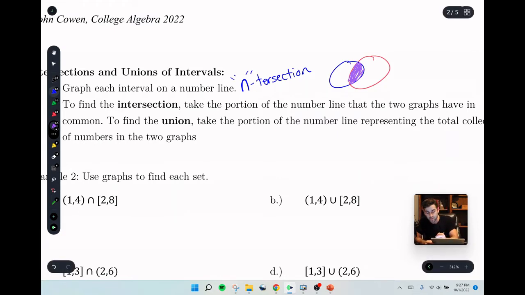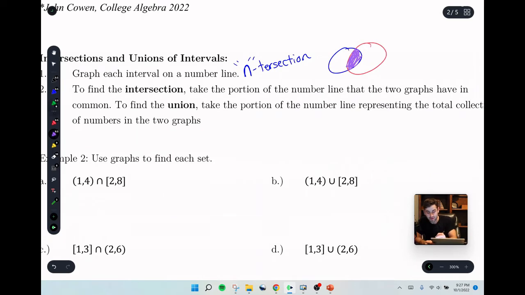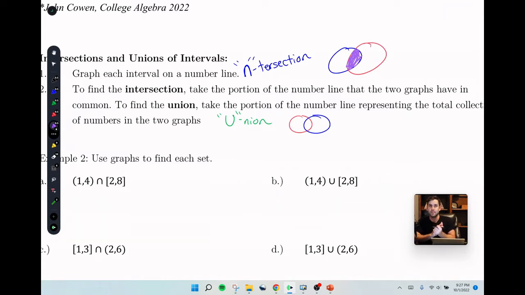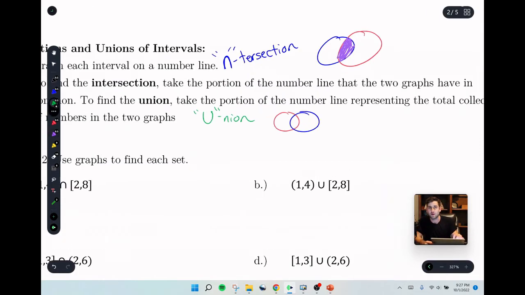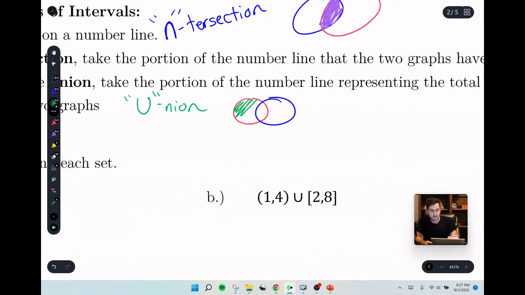And then union, it starts with a U, right? And if we did the same Venn diagram with blue and red, the union is not where they intersect. That's the intersection. And it's not the outside, right? It's not the not or the negation. It's literally everything. So, let's not make it purple. Let's make it green. I don't know why, just because. It's everything.